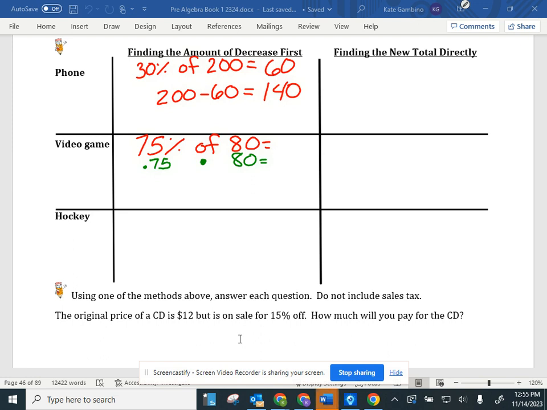0.75 times 80. It is 60. So I go back to my original price of $80. I'm going to take off that $60. What is the new price of my video game? Christian, $20. Is that a good deal? It is a good deal. Best deal ever.